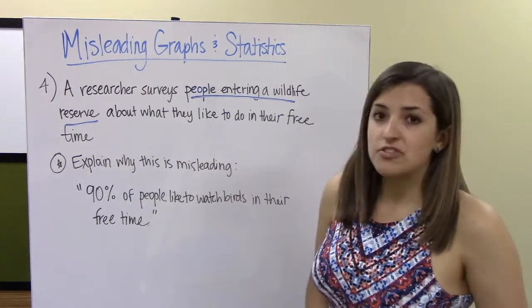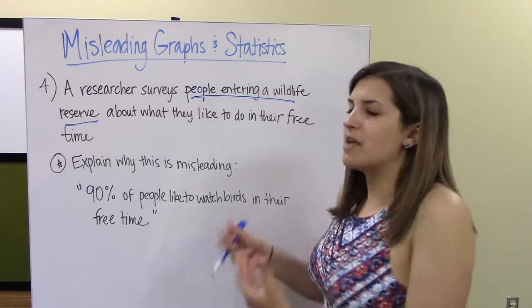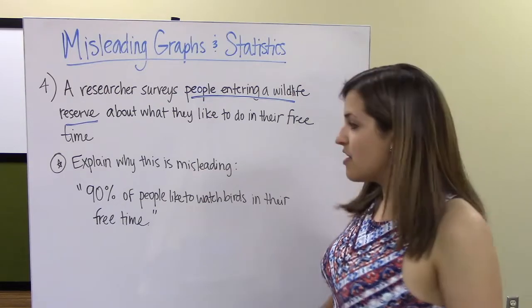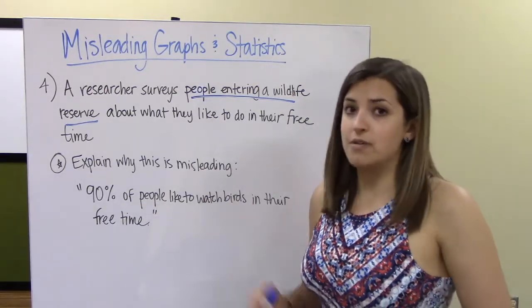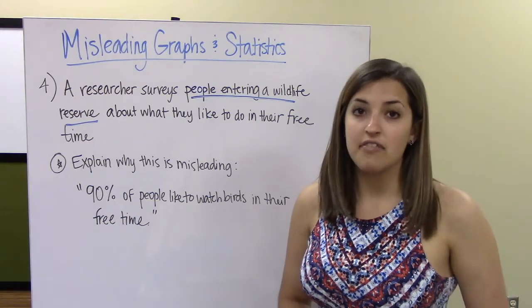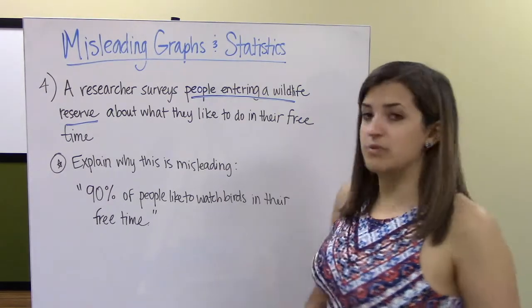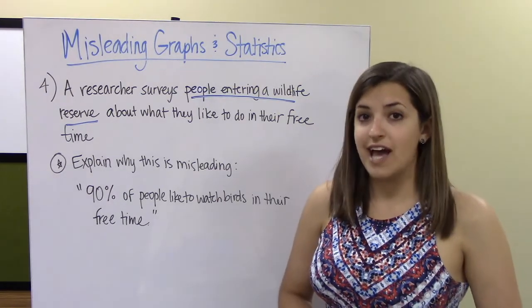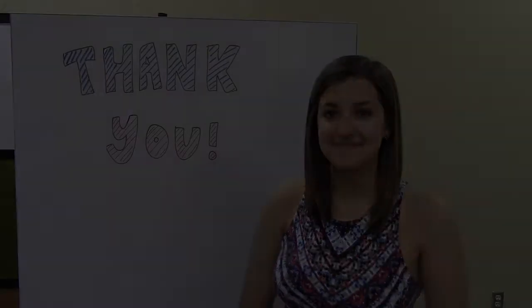So this researcher didn't really get a random sample. They got a sample of the people entering a wildlife reserve. So it's not surprising that 90% of those people might like to watch birds in their free time. But that's not indicative of the larger population. So the issue here is with the people that this researcher interviewed. And we need to have a random sample for our results to be unbiased.